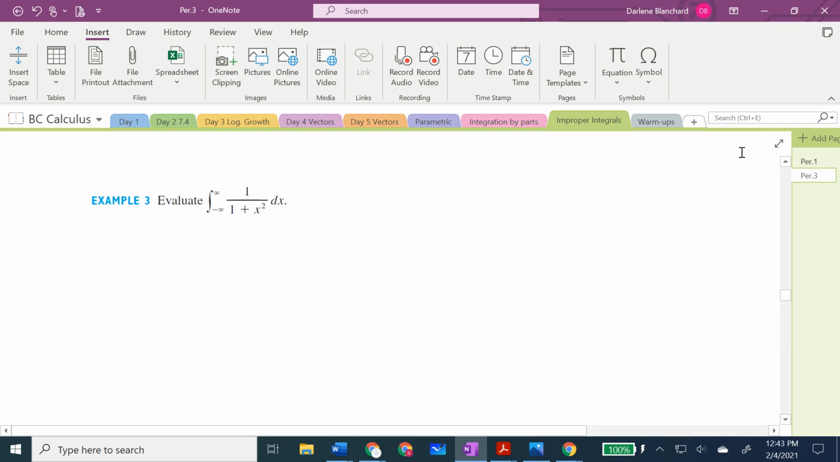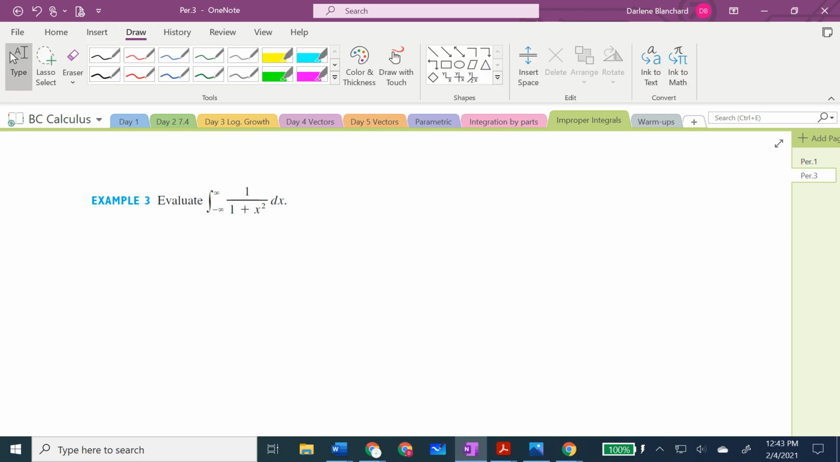When you have a situation from negative infinity to positive infinity, the first thing is to split it up. And 0 is convenient. Do notice that this function's domain is all real numbers.